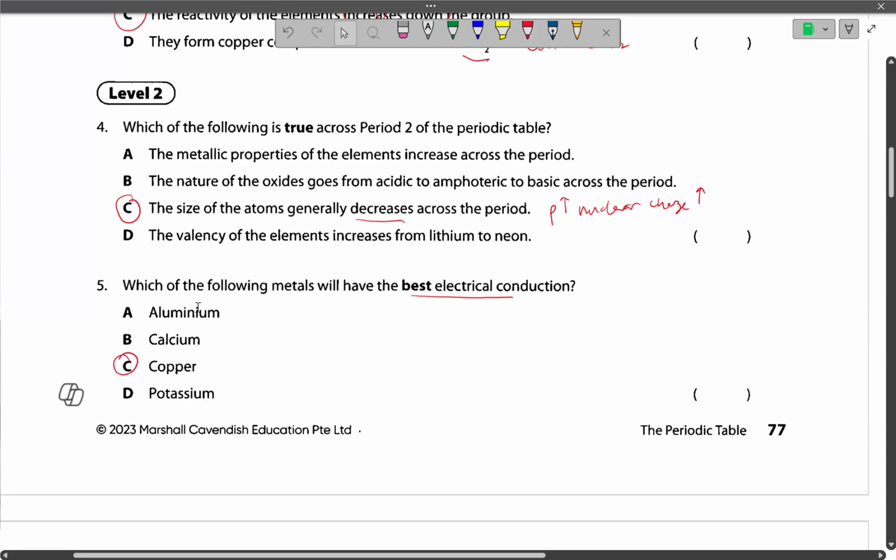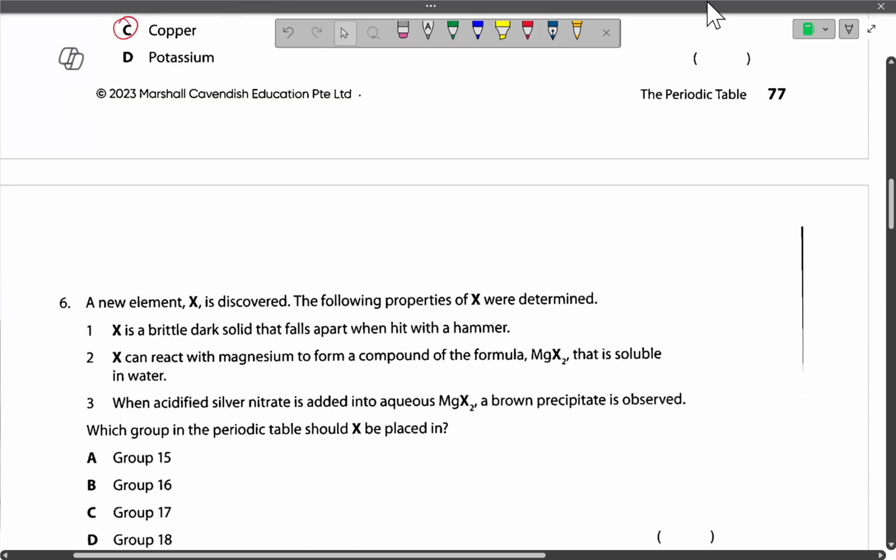Aluminium could also be another possibility, after copper. Aluminium has 3 electrons given out, so there's a possibility that aluminium is also a very good conductor. Okay, next one, number 6.